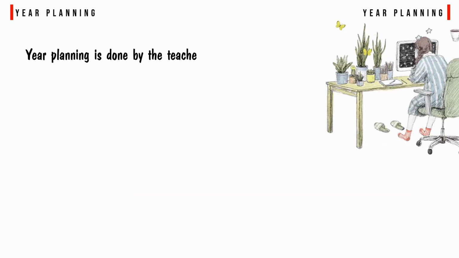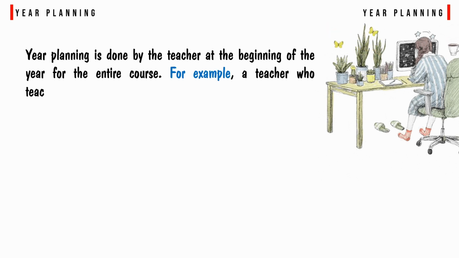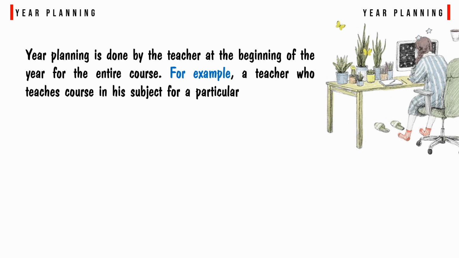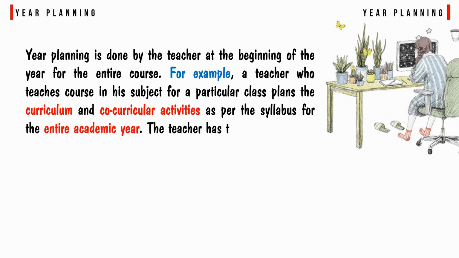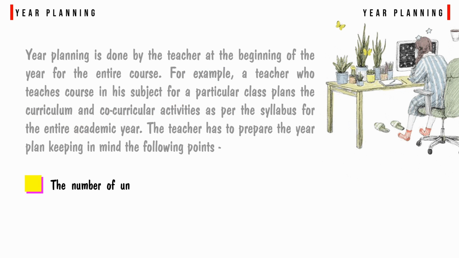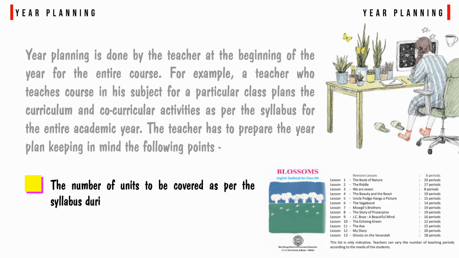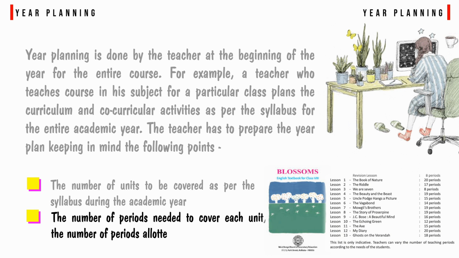Year planning is done by the teacher at the beginning of the year for the entire course. For example, a teacher who teaches a course in his subject for a particular class plans the curriculum and co-curriculum activities as per the syllabus for the entire academic year. The teacher has to prepare the year plan keeping in mind the following points: the number of units to be covered as per the syllabus during the academic year, the number of periods needed to cover each unit, the number of periods allotted for the subject per week.